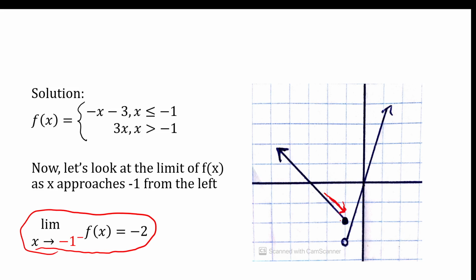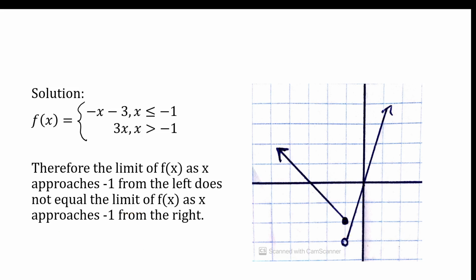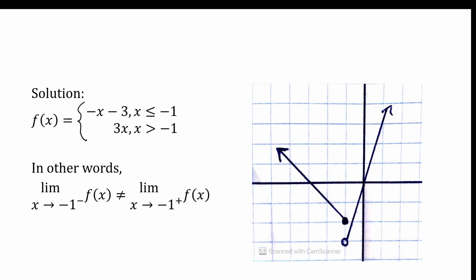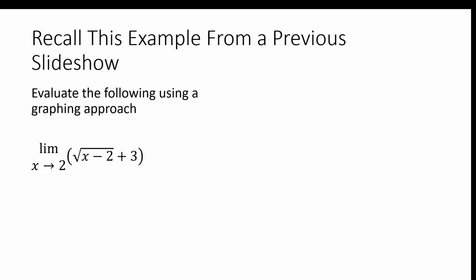But as we approach an x value of -1 from the right-hand side, we're going to see, oh, there it is. Our y-coordinate is going to get infinitely close to -3. Since those two one-sided limits don't agree with each other, we can say that the limit as x goes to -1 of f of x does not exist.